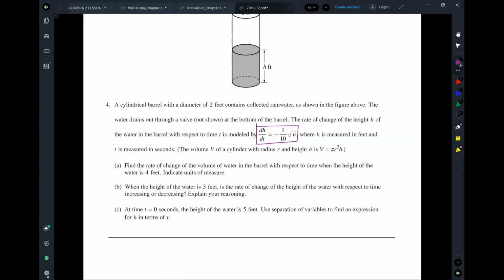The volume of the cylinder with the radius r and height h is this. Okay, so most of these formulas they will give you. You need to know what the area of a triangle is and what the area of a circle and a trapezoid is, but these will be given to you.